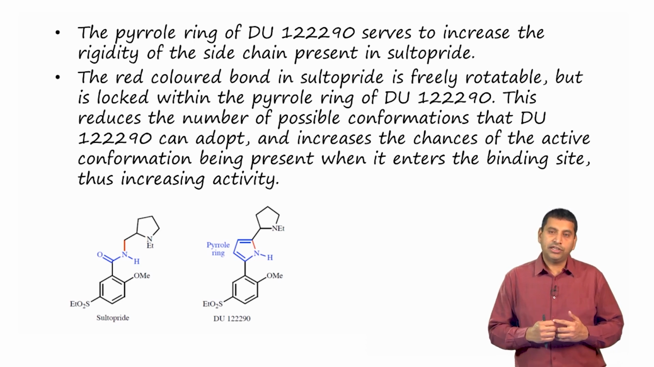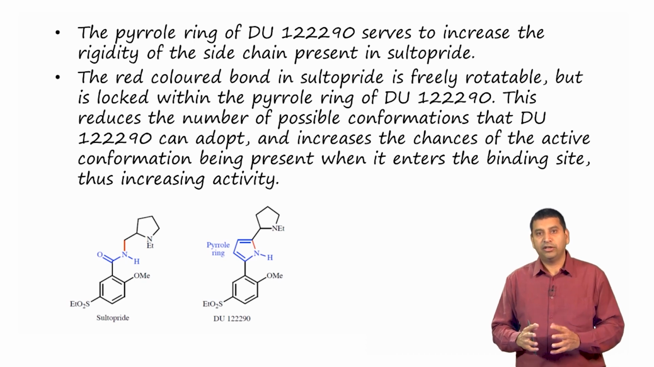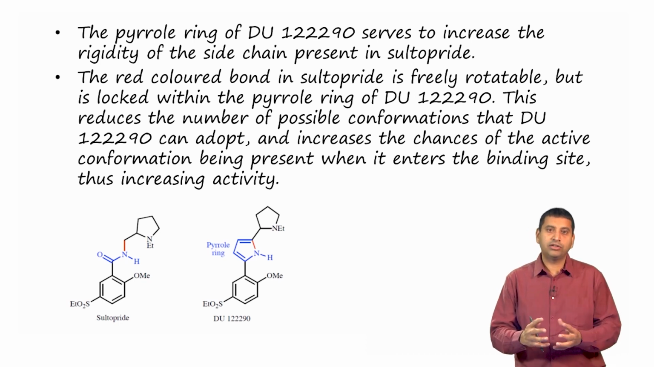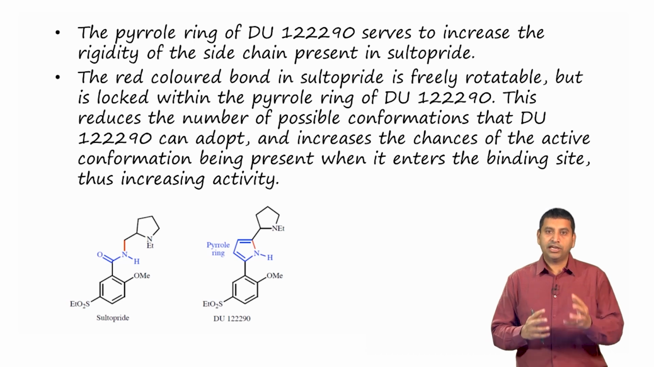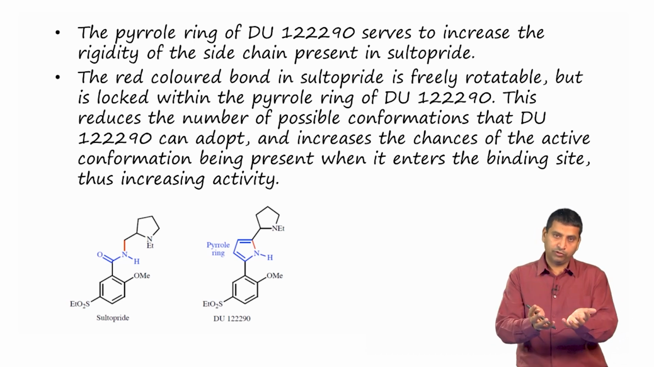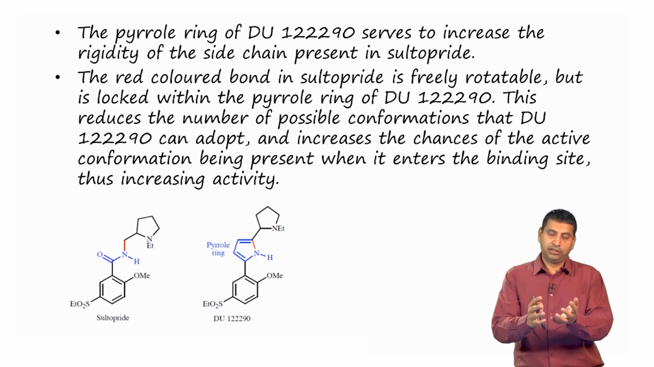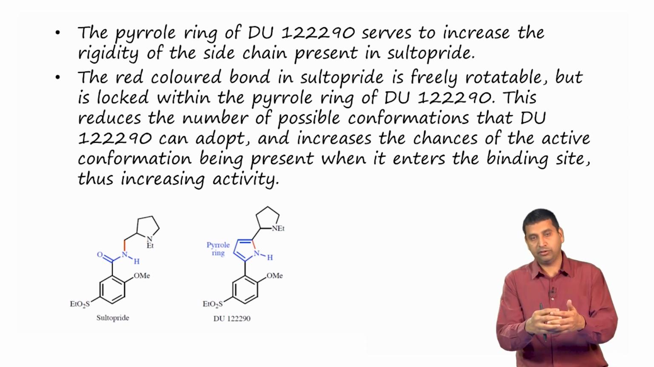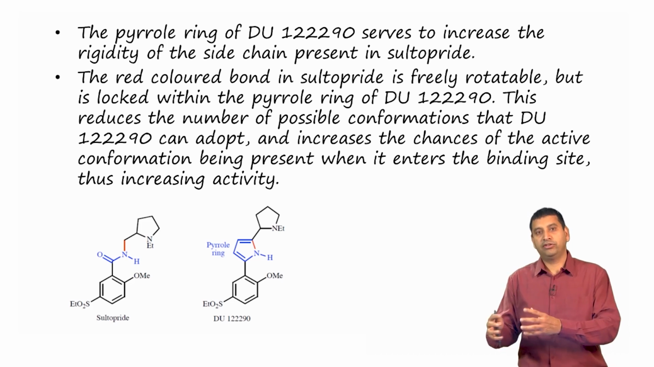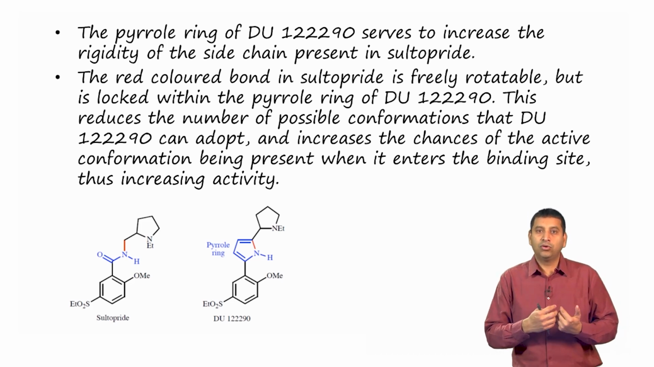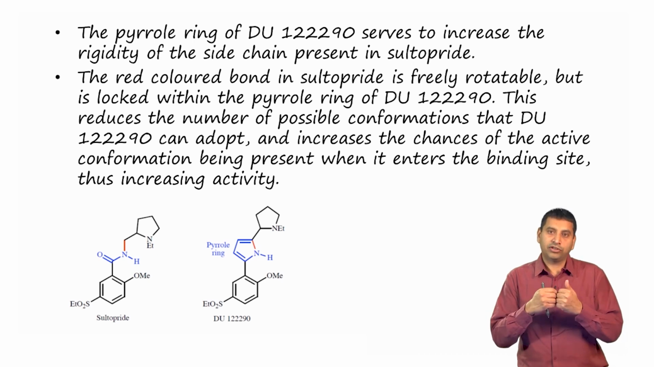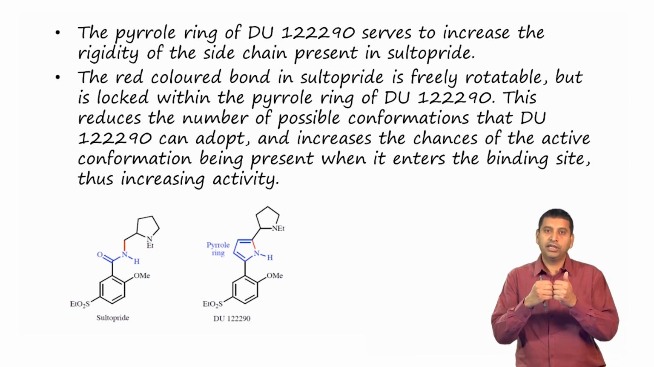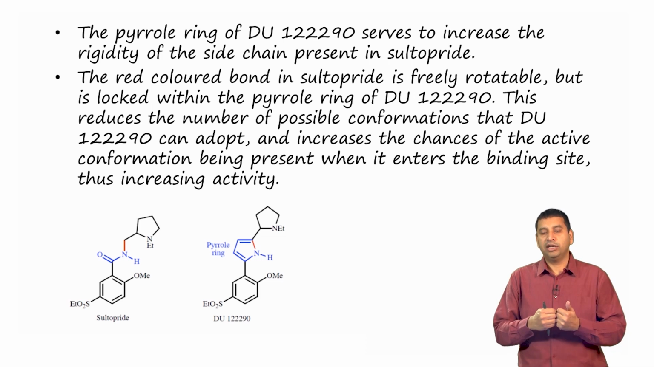What this does is that it increases the chances of the active conformation being present when it enters the binding site. We have already looked at this concept of active conformation. What the active conformation means is that of the infinite possible conformations, it is possible that a few of them, or a subset of them, are going to be the ones that interact with the receptor binding site to induce the necessary conformational change. And so we want to get to a structure which is as close as possible to the active conformation, so that we can improve the drug target interaction.